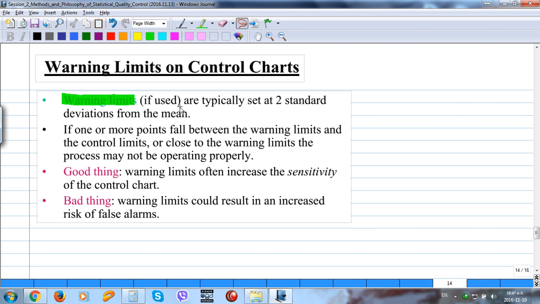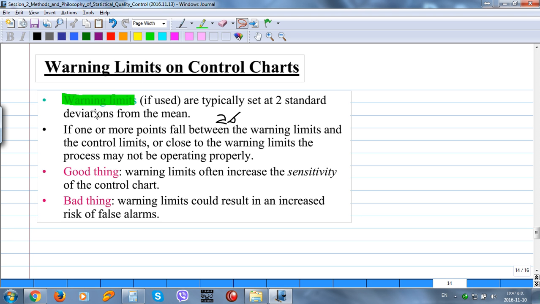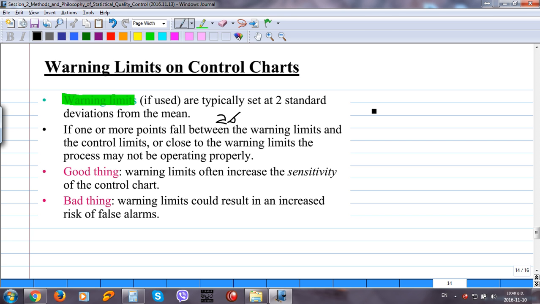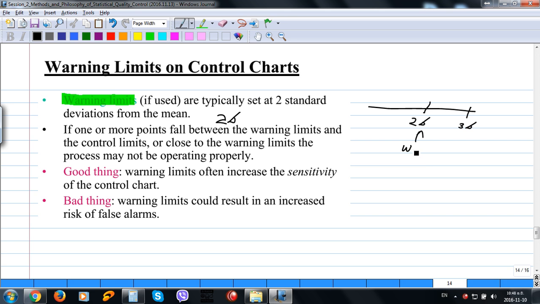Warning limits, if used, are typically at 2 standard deviations, that is 2 sigma limits. If one or more points fall between the warning limits and the control limits, the process may not be operating properly. So there is a process here: 2 sigma and here 3 sigma. This is the warning limit, and this one is the action limit.